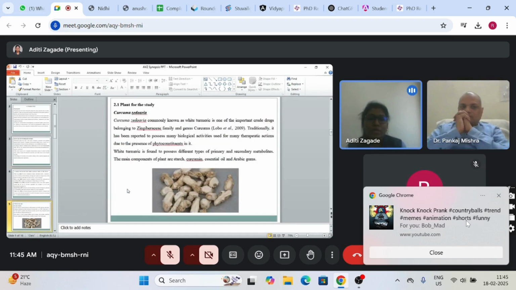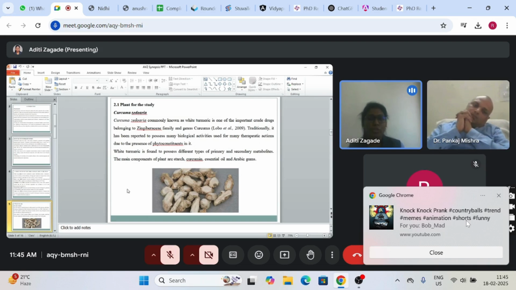Sir, the plant of this study, that is Curcuma xanthorrhiza. The first species of Curcuma is Curcuma zedoaria. This Curcuma zedoaria is commonly white turmeric and it is the most important crude drug belonging to the family called Zingiberaceae and genus Curcuma. Traditionally it has been reported to possess many biological activities. It is mainly used for different kinds of therapeutic action due to the presence of phytoconstituents.